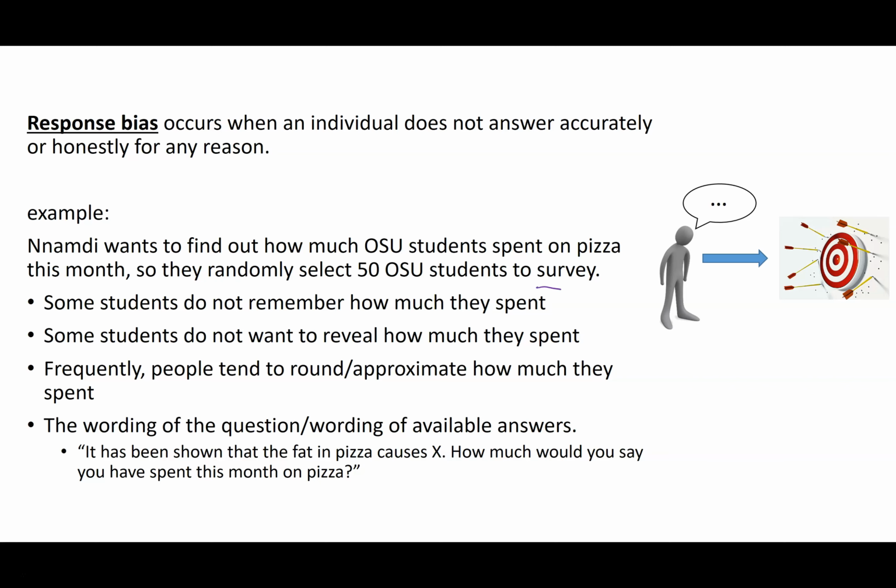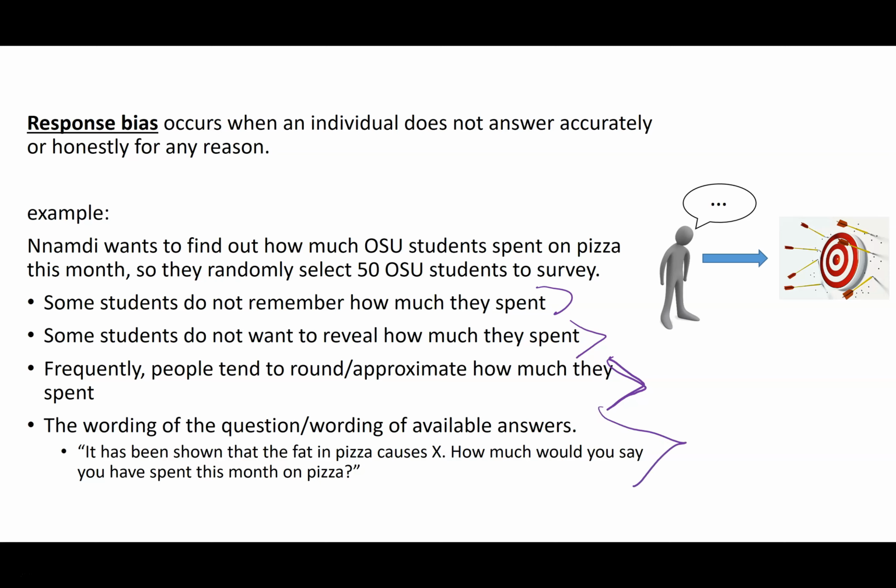So suppose some students don't remember how much they spent, so they can't give an accurate answer. Maybe some students are embarrassed. Maybe they spent a lot on pizza and they don't want to share that real number. A lot of times, humans especially, we have a tendency to round. So if I spent $13.95 on pizza, I'm very likely to say I spent $15. I'm more likely to say I spent $15 than $13.95. So humans tend to round.